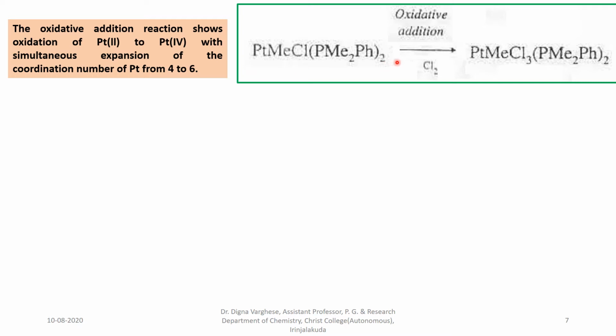After oxidative addition of chlorine, the coordination number is increased by 2 units, that is, the coordination number of platinum in this compound is 6, and its oxidation number is increased by 2 units to 4. So it is an oxidative addition reaction.